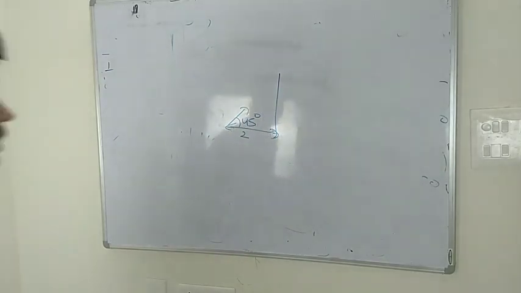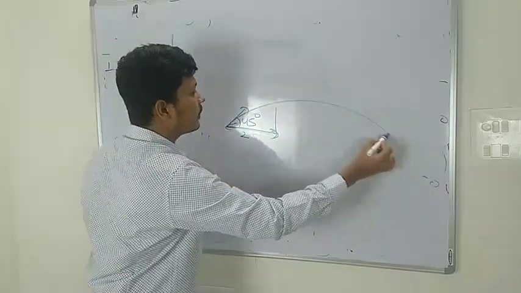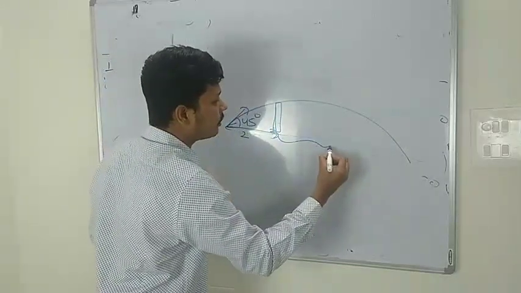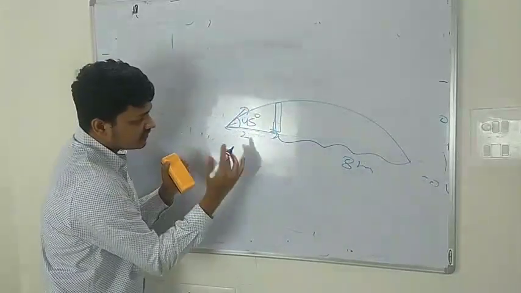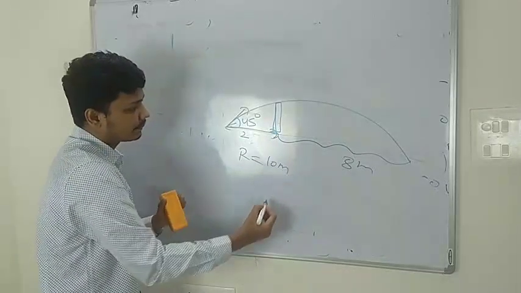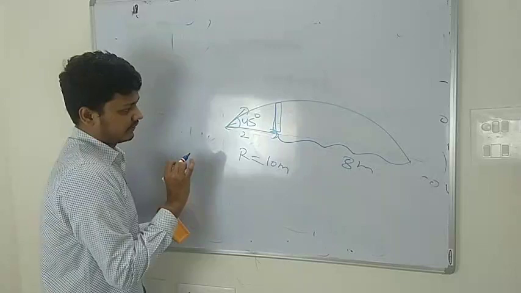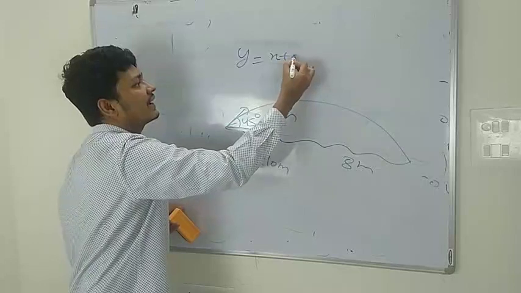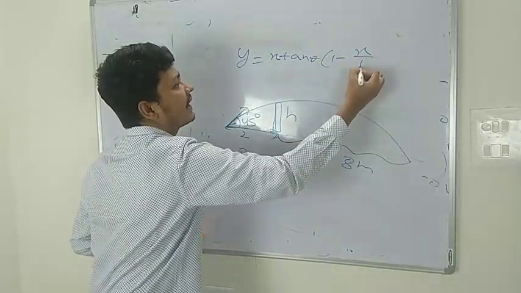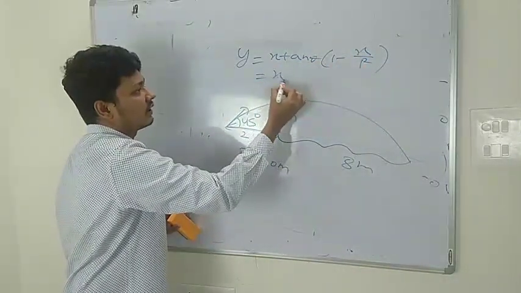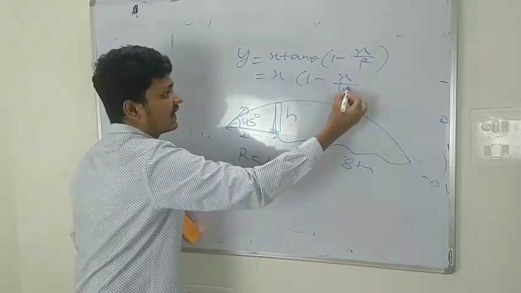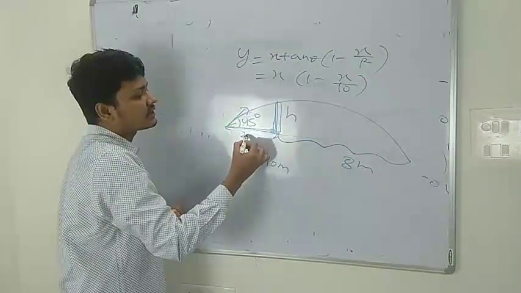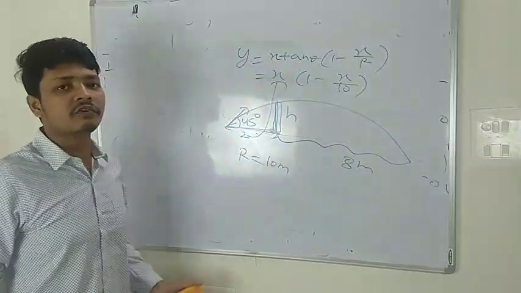Height of the wall. So it just clears the top of the wall. This is the top of the wall, and then it goes another 8 meter. So from this it is clear that range is 10 meter and angle is 45 degree. Now they are asking me height. I know the equation of trajectory, y equals x tan theta times 1 minus x by R. Tan 45 is 1 and range is 10. Now when x is 2 meter, what is the value of y? Just put in place of x 2 and get the value of y.